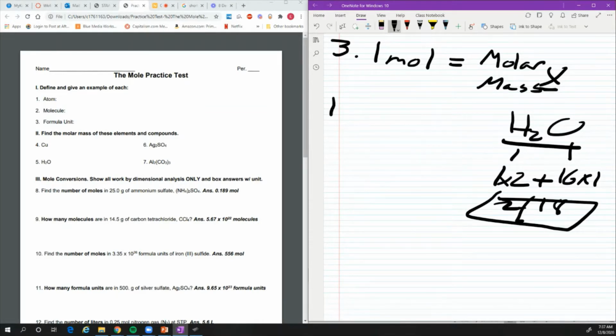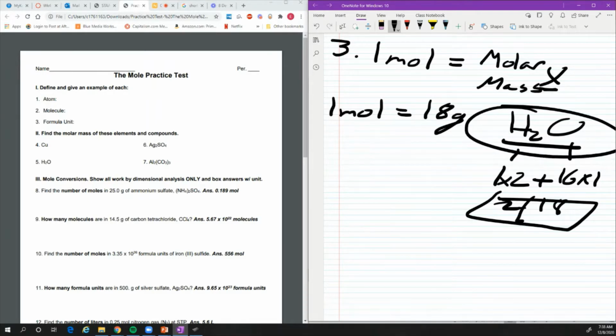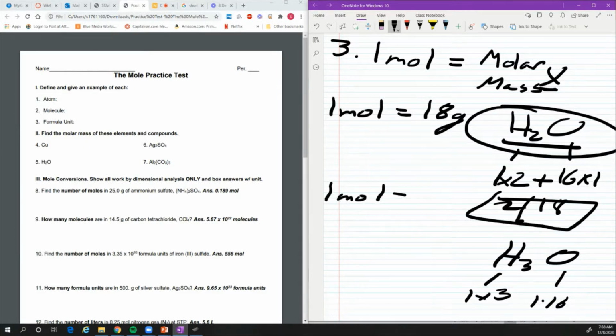So I would write this as 1 mole is equal to 18 grams. So whenever you see the word grams, that means you're going to have to do the molar mass. And that depends on whatever compound I give you. If I would have given you H3O, well, now you have 1 extra hydrogen, which just weighs 1. So 1 times 3, still 1 times 16, because oxygen weighs 16. This would have been 1 mole is equal to 19 grams, because you have that extra hydrogen.